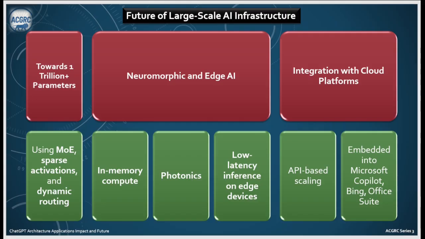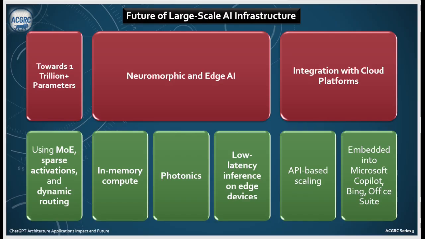How do all of these fit together in ChatGPT and future AI? AI that thinks like a brain, faster and uses less power. That's neuromorphic AI. AI running directly on your phone or gadgets, that's edge AI. Saving time and energy by thinking where data is stored, that's in-memory compute. Use light to move data faster and cooler, that's photonics. Instant AI response, that's low latency inference.